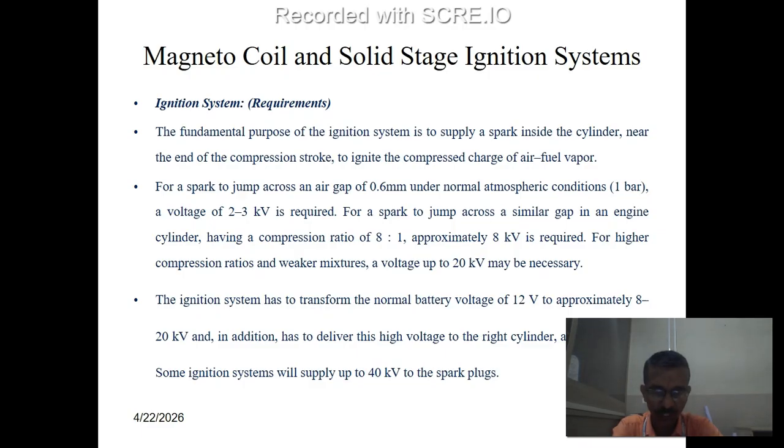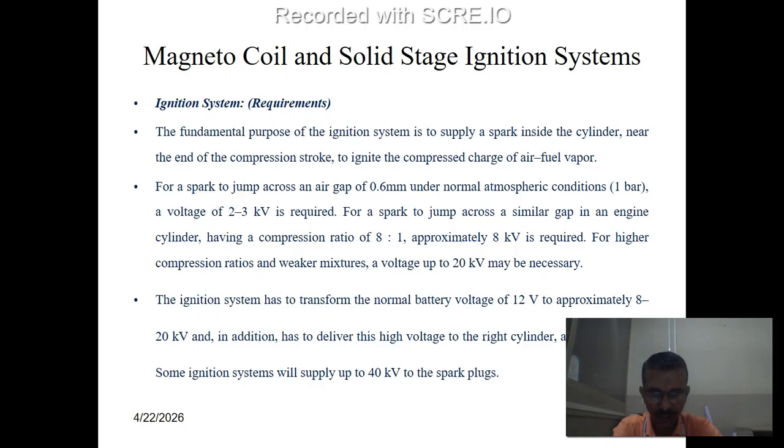With their help, we ignite the compressed charge of air-fuel mixture. The spark plug gap is 0.6 mm for atmospheric condition of 1 bar, and a voltage of 2 to 3 kilovolt is required. For a compression ratio of 8 to 1, approximately 8 kilovolt is required. For higher ratios and weaker mixtures, a voltage of up to 20 kilovolt may be necessary.